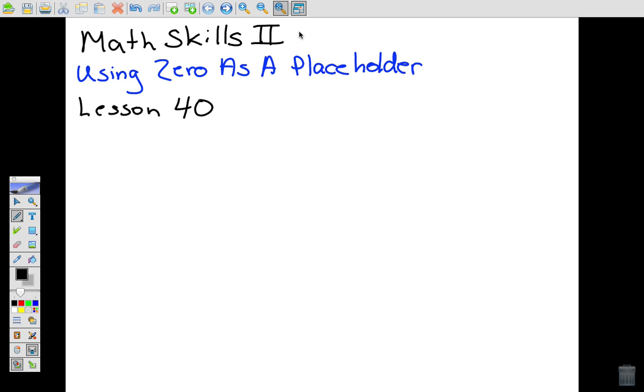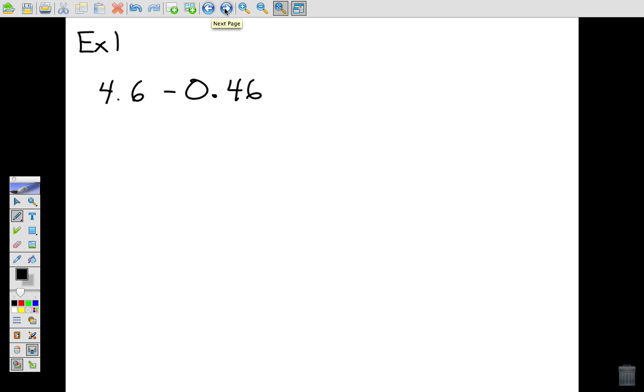Right, our topic today is called using zero as a placeholder. These examples are going to look familiar because we've already talked about adding and subtracting decimals, and a little bit about multiplying decimals, but this is just more of how zero works with some of these if you're doing it paper and pencil. So let's get to our first example, and we're going to take 4.6 minus 0.46.